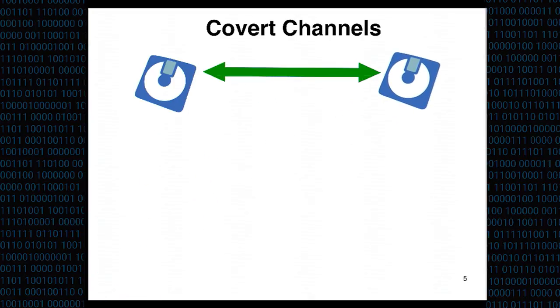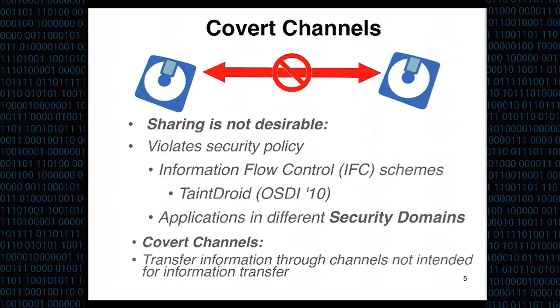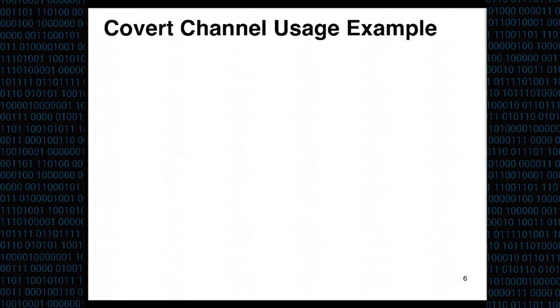But now let's suppose that sharing is not desirable because, let's say, it violates security policies, some information flow control schemes are implemented, or applications belong to different security domains, and so direct communication is not available or is inhibited by the operating system. Covert channels, in this case, allow you to perform this communication without using these means. It's a kind of secret communication, or communication through unintended channels, that two processes or two applications can still use to communicate. Let's look at a usage example of where this type of communication can be useful.